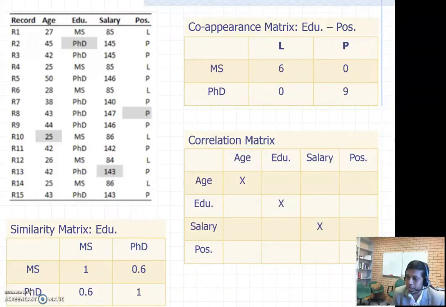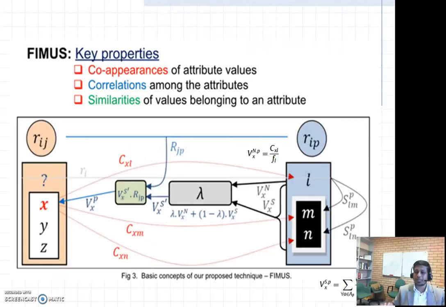One categorical attribute can have domain values PhD, MS, bachelor's, professional doctorate, and so on. Then which one is similar to which one? For that similarity, there are existing techniques and we use one of them. Feel free to read the details in our paper, and we can then calculate similarity between these two values. Now this is the basic concept.